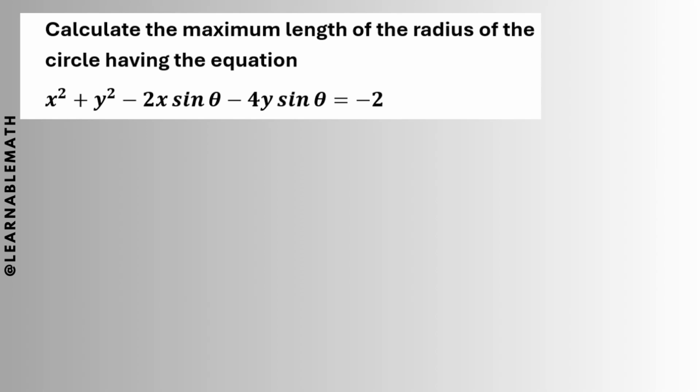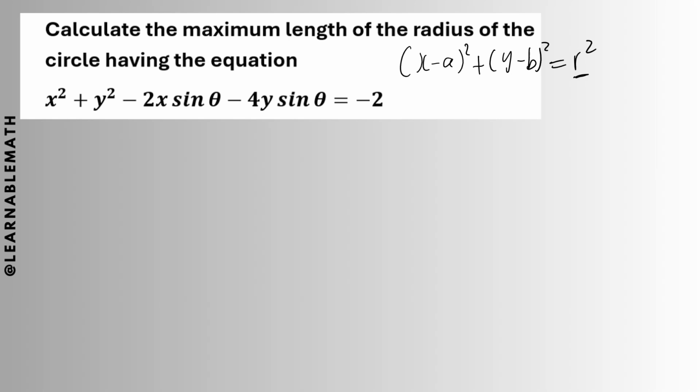So basically, the first thing we have to do is to express this equation in the form of x minus a squared plus y minus b squared equals r squared, so that we can check our value of r and get its maximum value. It's quite an interesting question really. It had about 5 marks. So we have to complete the square.